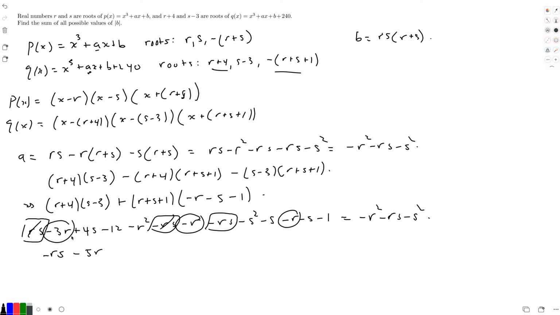Negative phi r. And then we have 4s over here. We have an s over here, negative s over here, negative s here over here. So 2s. And then we have negative r squared, negative s squared minus 13 is equal to negative r squared minus rs minus s squared. How can we simplify this further? We realize conveniently that these three terms will cancel out. Great. So now we actually can simplify this tremendously.